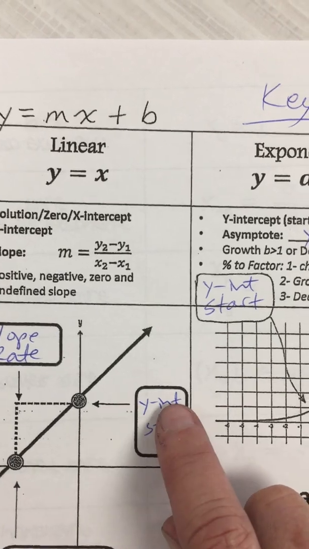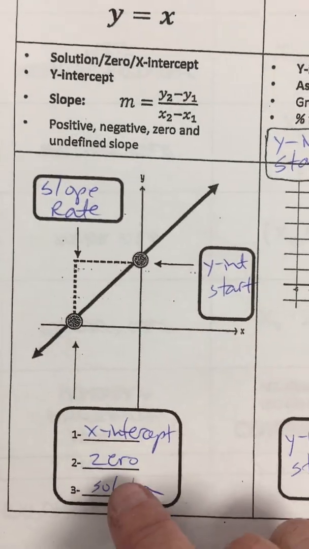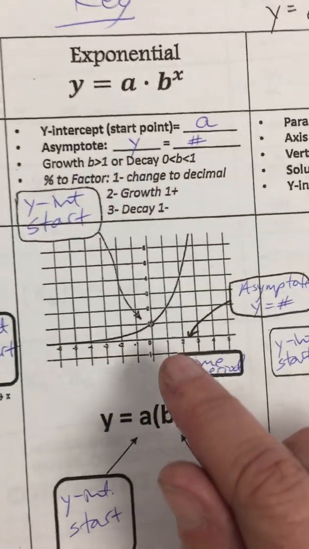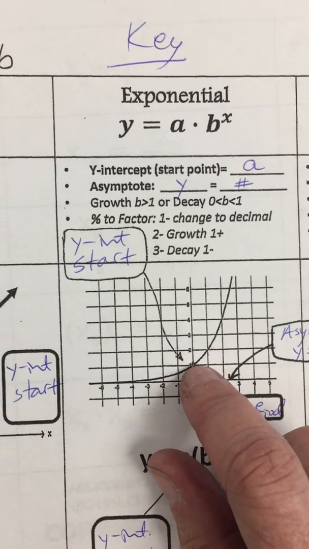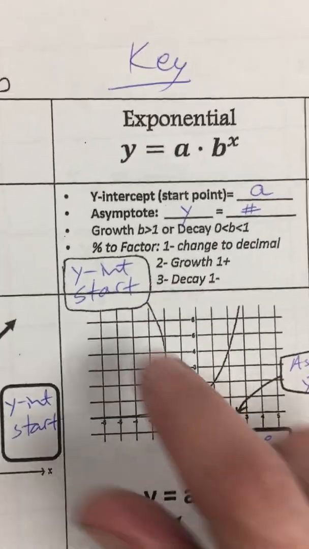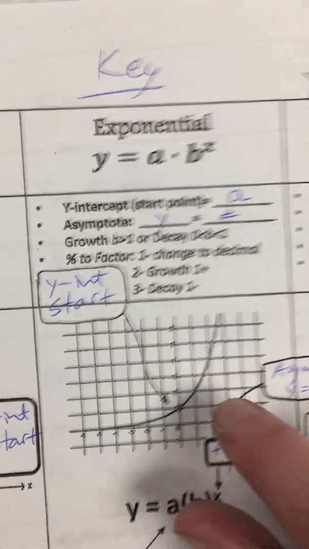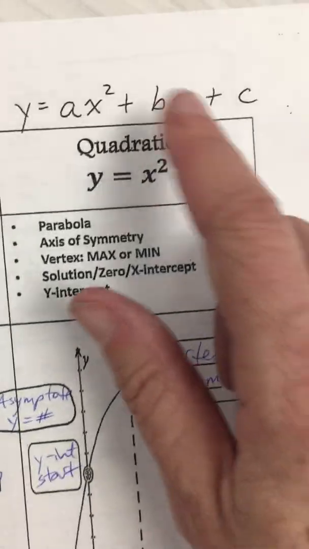Where it crosses the y-axis, y-intercept, also the starting amount. Where it crosses the x-axis, also known as the x-intercept, 0 or solution. And this one, where it crosses the y-axis, this equation, or this shape, when it crosses the y-axis, that's your y-intercept, also the starting amount. At time 0, what was the population before it started increasing?